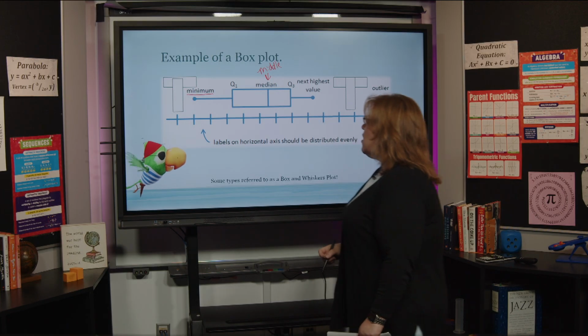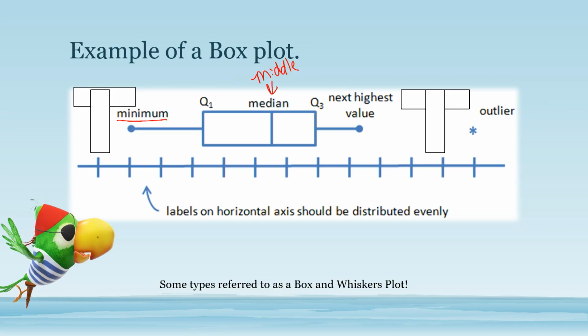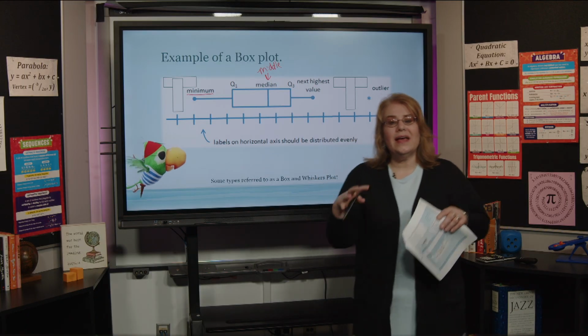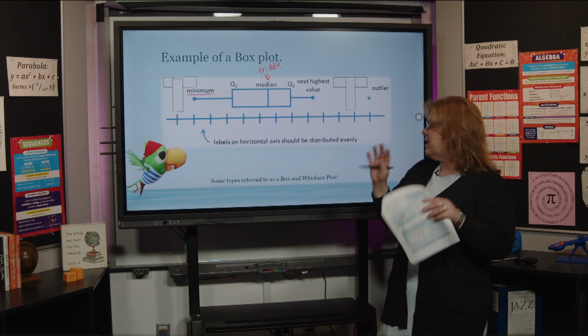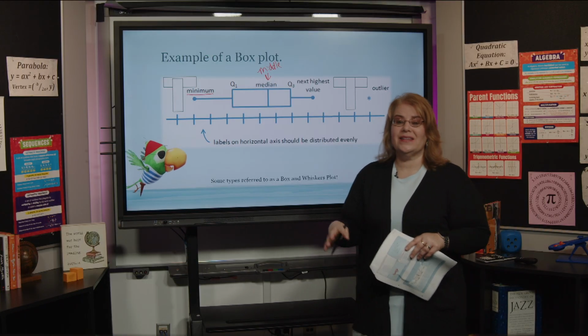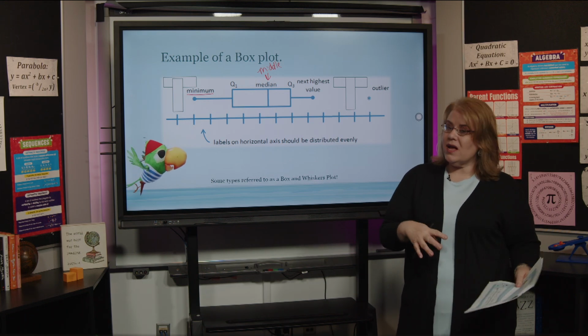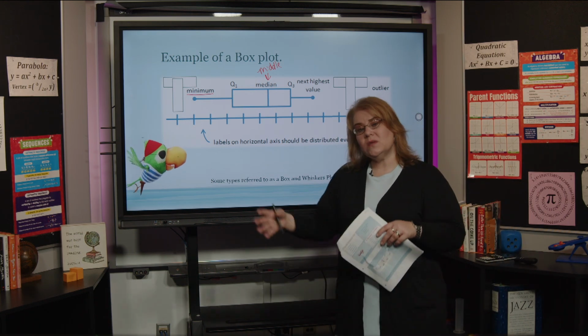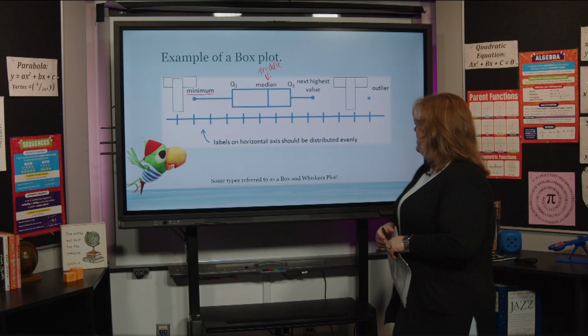All right, so our labels on a horizontal axis should be distributed evenly. Some types refer to this as a box plot. Now, when I was young and I learned these, it was called a box and whiskers plot. Now we're calling these box plots. It's the same thing. You may see them as box plots. You may see them as box and whiskers. So I want you to know that they're both talking about the same thing. So let's look and see what else we got.